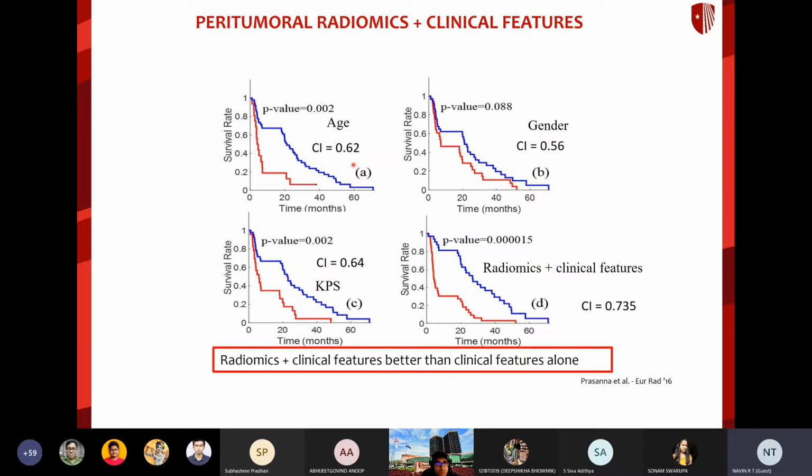Now we use these features in conjunction with survival analysis algorithms. So these are Kaplan-Meier survival curves, and we can see that combining radiomic features with clinical features gave us the best concordance index.